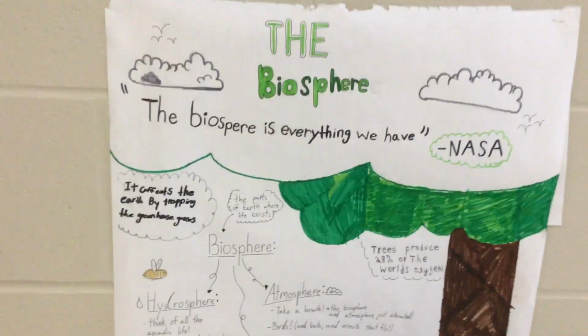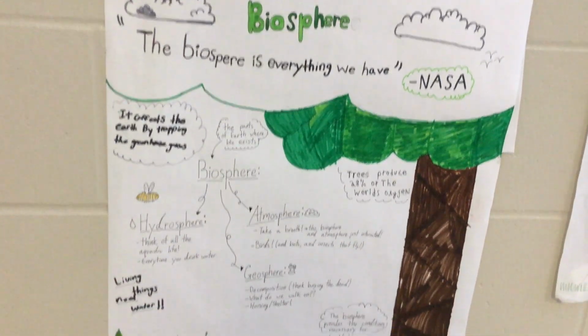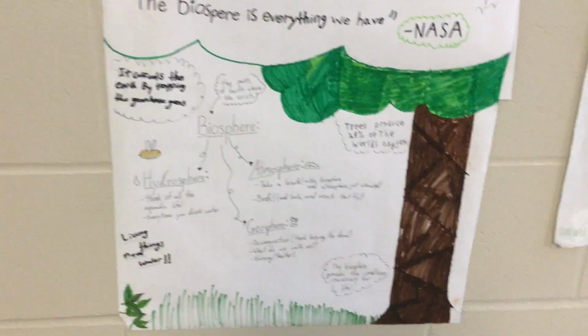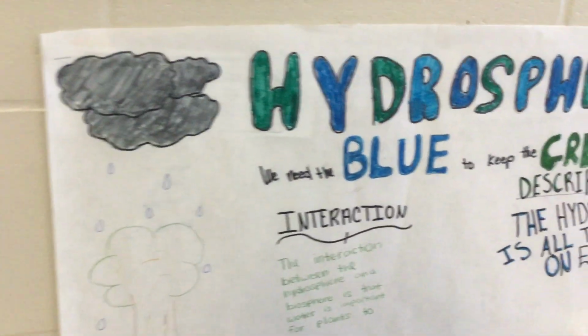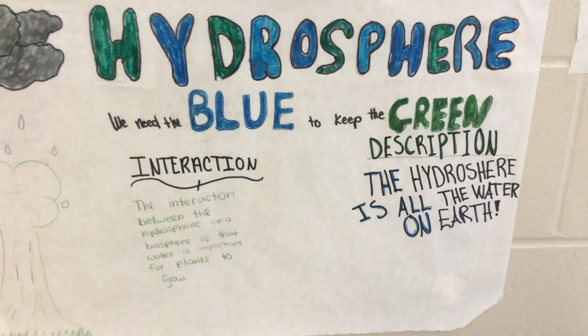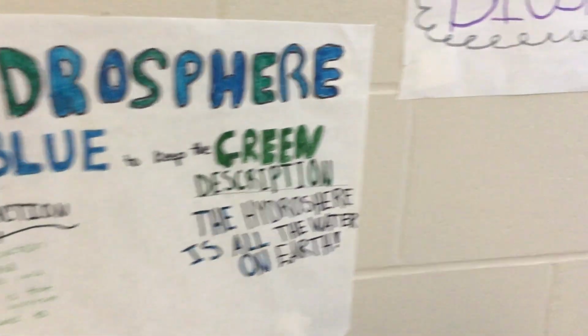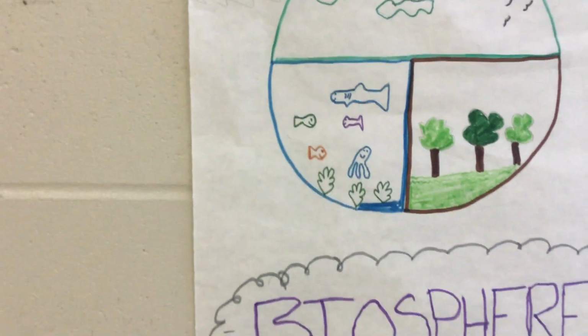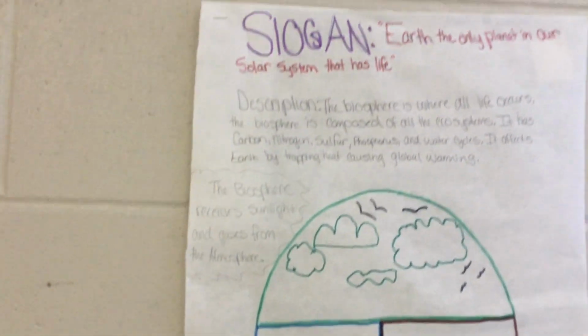All right, so we've got some down here. We've got lots of examples. Walk around until you find something that looks good for you. I want to find mine. There's one of the biosphere. There's one of the hydrosphere. So we can look at these and then stop when you need to write down information. Here's another one on biosphere.